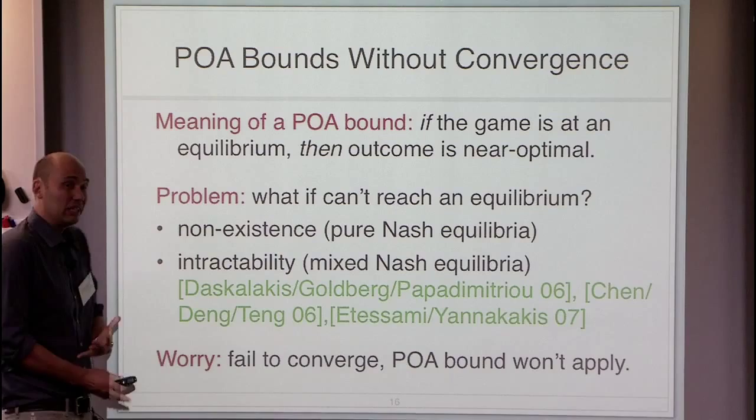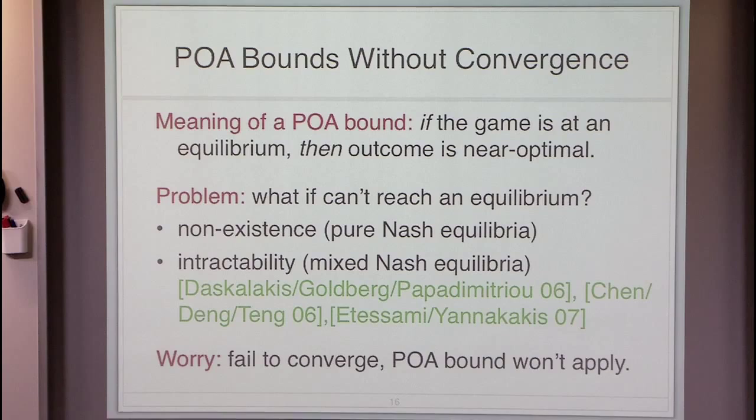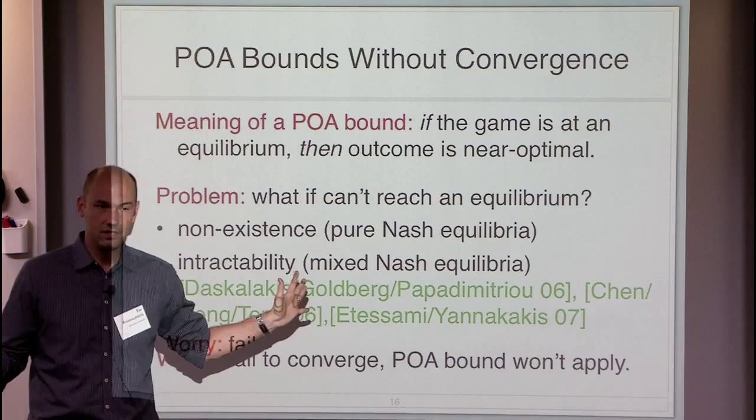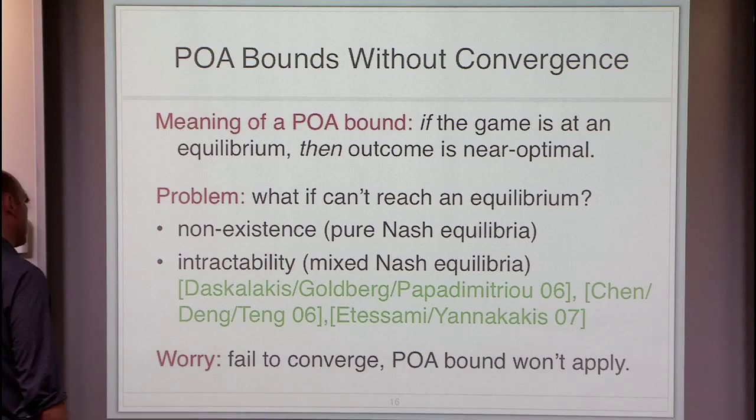Well, we're a little concerned about the strength of the hypothesis. If the game is at an equilibrium, then blah, blah, blah. Why might a game not be at an equilibrium? Well, it depends on what kind of equilibrium you're talking about, but pure equilibria, which is actually what I was talking about so far, don't even exist in lots of games, as you know. They do always exist in those routing games, but in general, they don't always exist. So then you're not talking about anything if it's an equilibrium that doesn't exist.